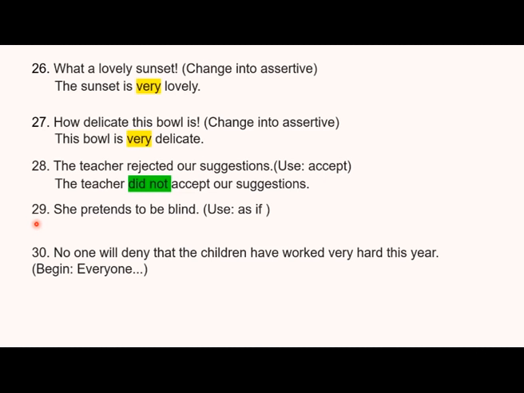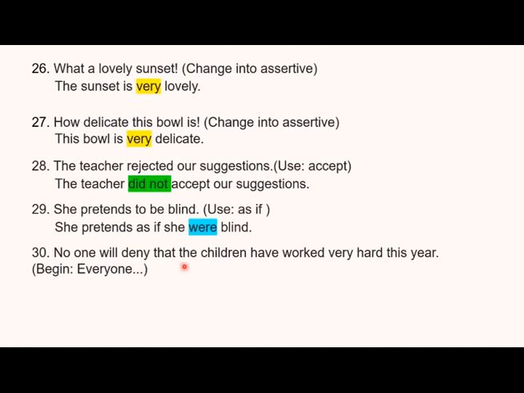A very important sentence: she pretends to be blind. She's not. She pretends to be blind. So if you have to express this using an as if clause or as though, then remember one thing, you need to use were. She pretends as if she were blind. Don't write she pretends as if she was blind. Okay, the correct option would be were.